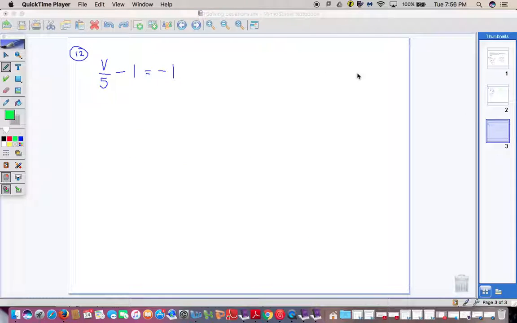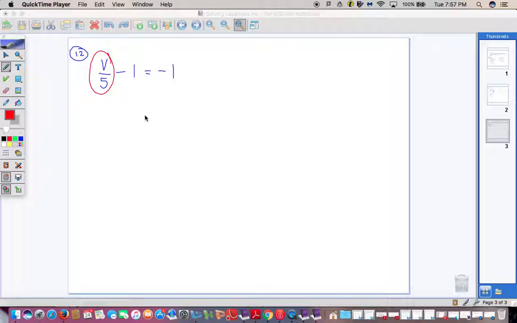Okay, so we're going to look at one that deals with a fraction. If you're looking at your worksheet, this is problem number 12. If not, this is just a good problem to look at. Okay, so working with step one, step one is simply to isolate your variable term to one side.